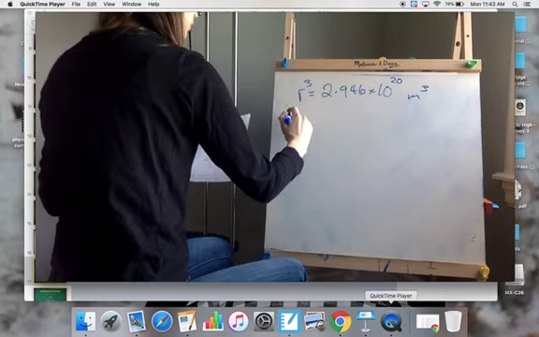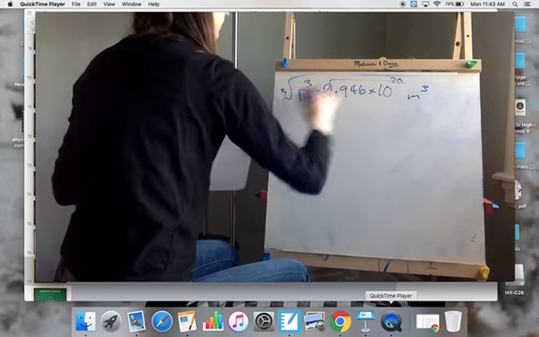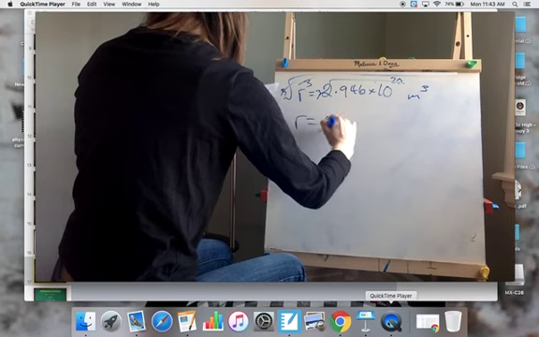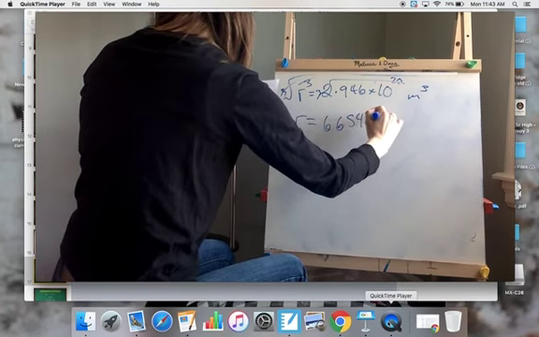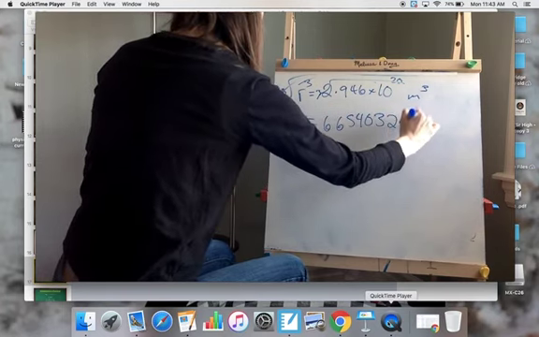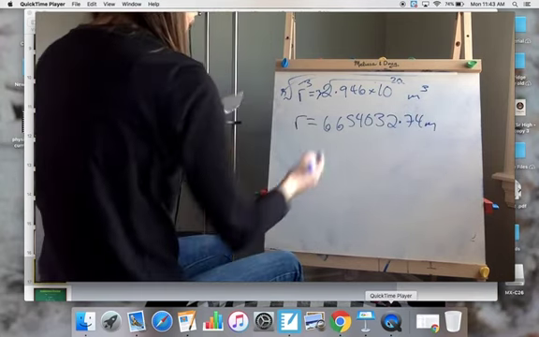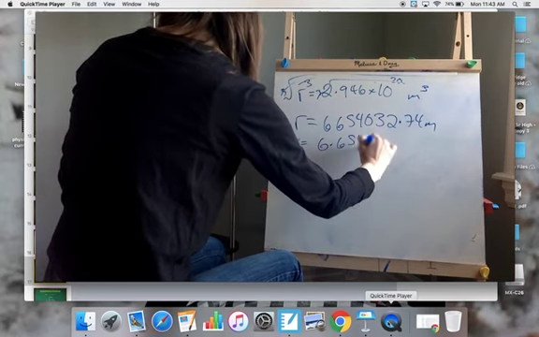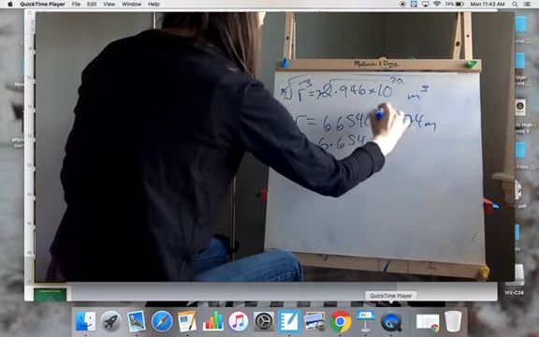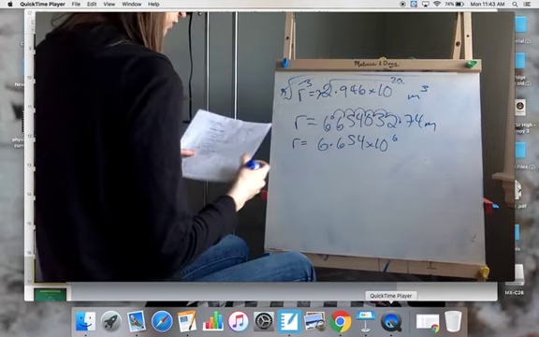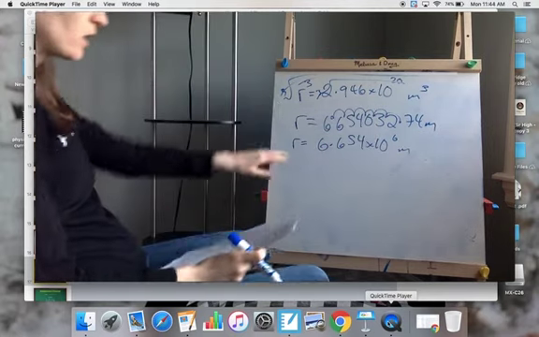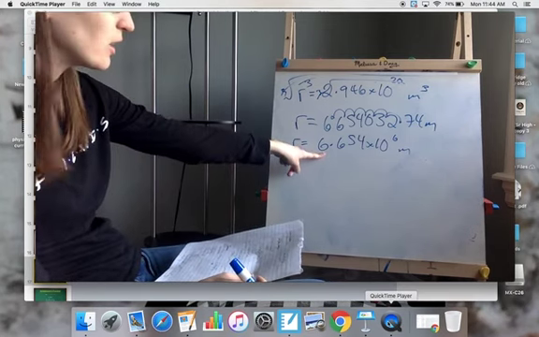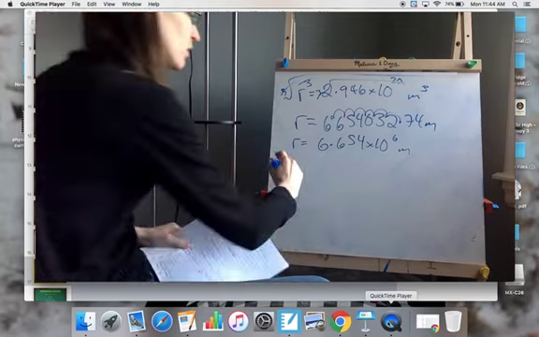You cube root both sides, right? That cancels, and you get a value for r as 6654032.74 meters, or if you want to go back into scientific notation, it's 6.654 times 10 to the 6, 1, 2, 3, 4, 5, 6, just as a quick recap there. So that's the radius, the distance between the center of the Earth and the weather satellite that's orbiting, and then you would just need to subtract, right?